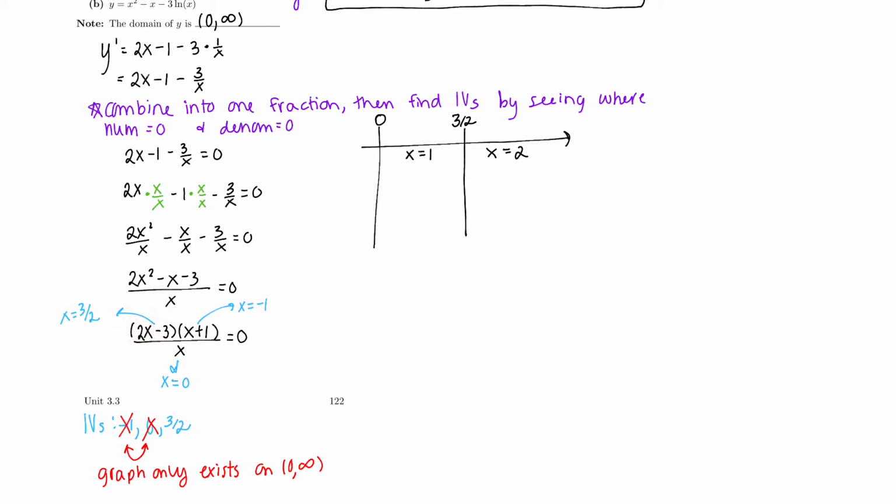So if you plug 1 into 2x minus 3, you'll get 2 minus 3, which is negative. 1 plus 1 is positive. And then if you plug 1 into the denominator, you'll have a positive. So a negative times a positive times a positive is going to make it negative. I'll just put that negative up here. For 2, 2x minus 3 is going to be positive because it'll be 4 minus 3, so positive. 2 plus 1 is positive, and 2 itself is positive. 3 positives make a positive.